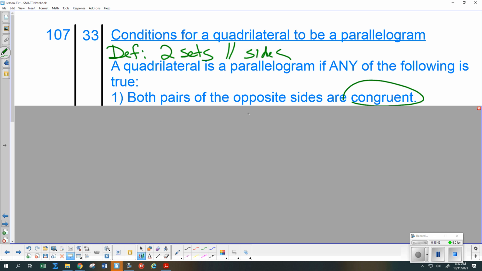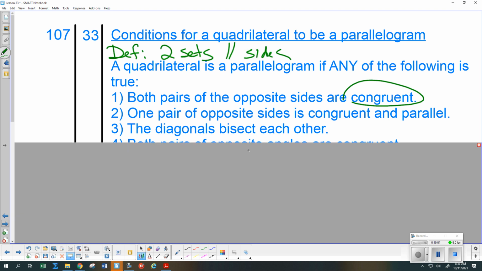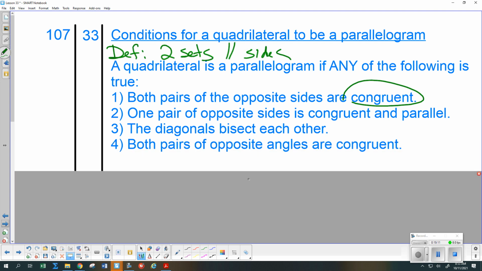If I don't know anything about parallel, but I can show that the opposite sides are congruent, that's enough to say it's a parallelogram. Or maybe I just know about one set of sides, and I know it's parallel and it's congruent, and I don't know for sure about the other set of sides. Or if I know it's got four sides and I know the diagonals bisect each other, then it is a parallelogram. And the last one for that group, if I know both sets of the opposite angles are congruent, that's enough for it to be a parallelogram.